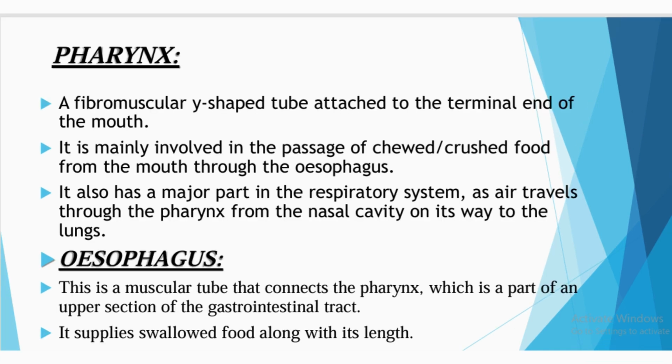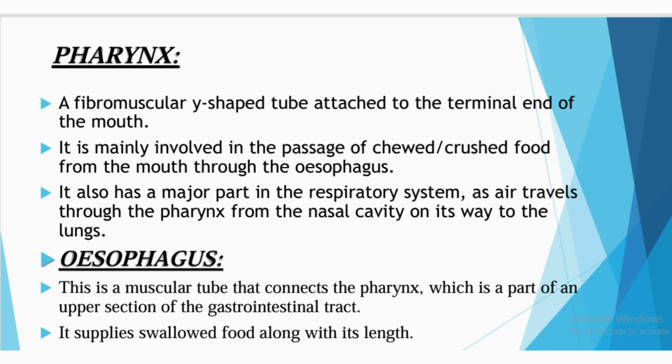The second part is the pharynx. It is a fibromuscular Y-shaped tube attached to the terminal end of the mouth. It is mainly involved in the passage of chewed and crushed food from the mouth to the esophagus. It also has a major part in the respiratory system, as air travels through the pharynx from the nasal cavity on its way to the lungs.